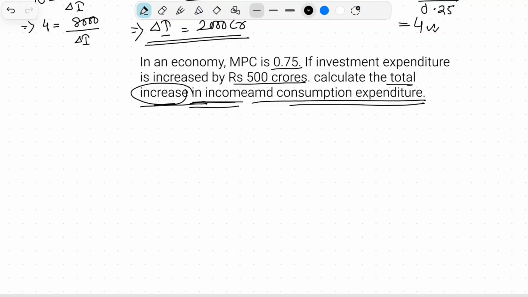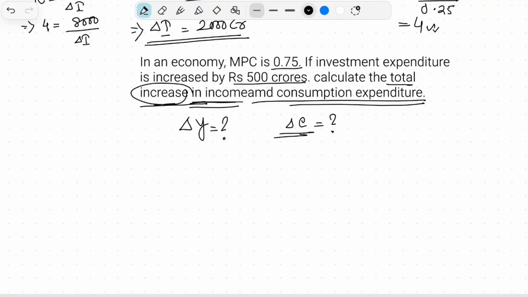Increase in income basically means how much income has been increased or raised, which is change in Y. And consumption expenditure, that is change in C. These are the two items that you are required to find. Now, as per the question, given is MPC is equal to 0.75.